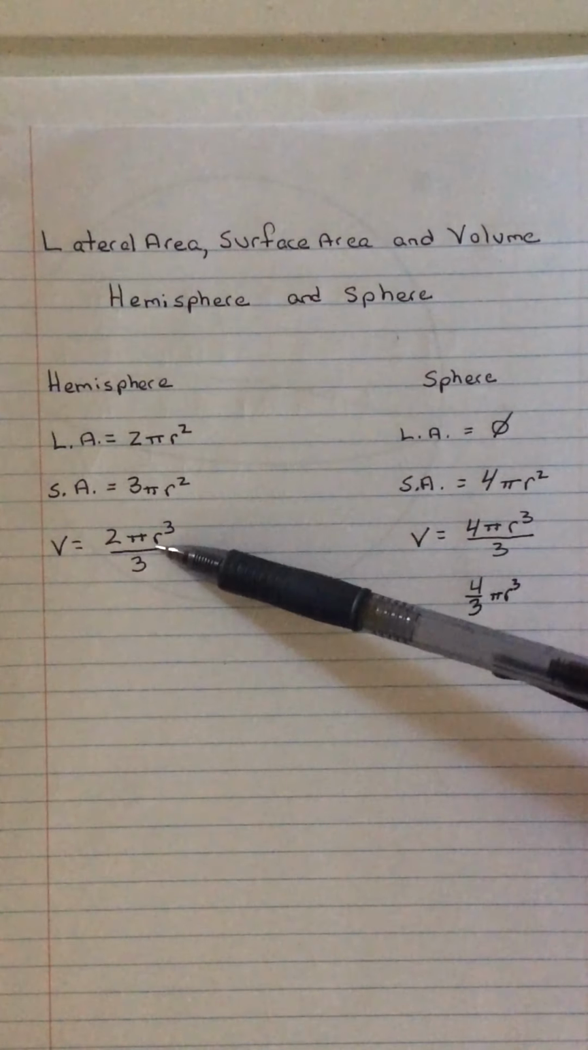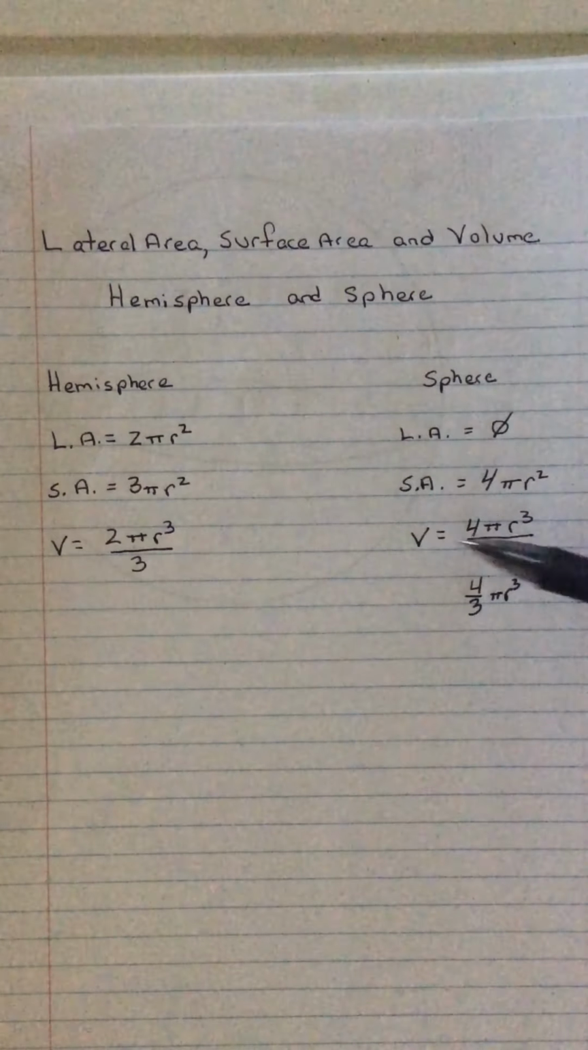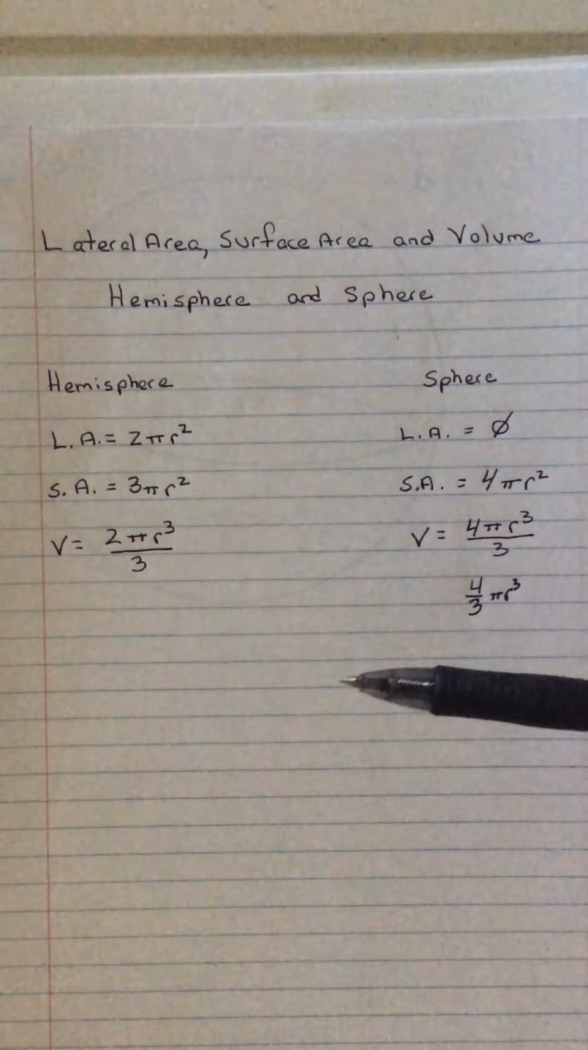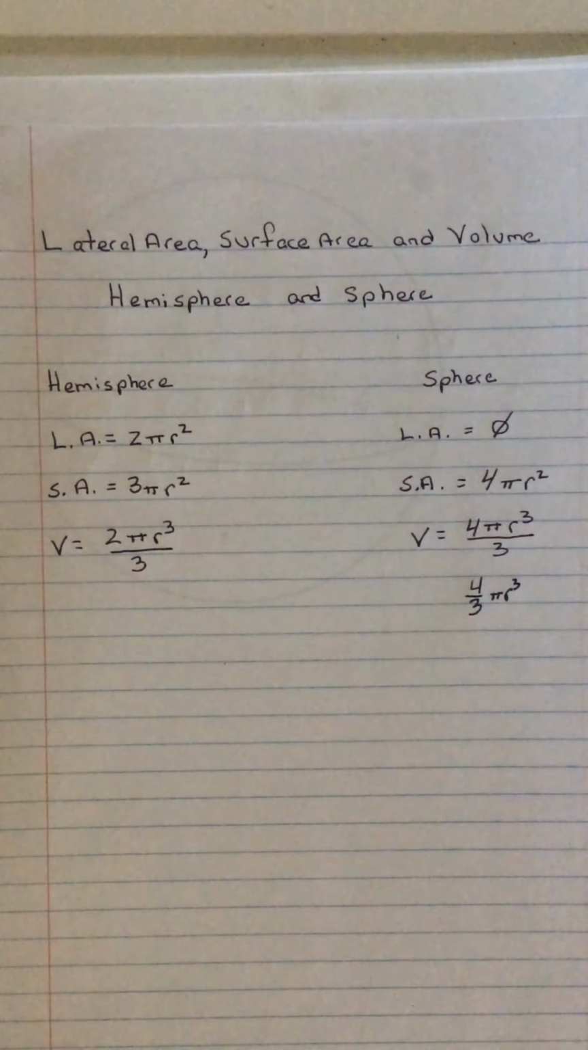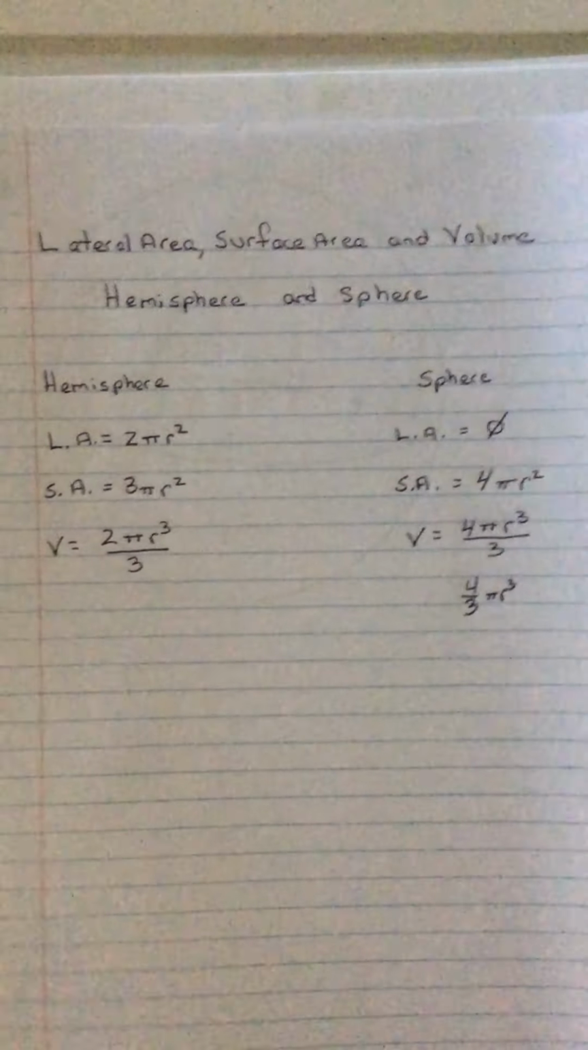And then the volume is simply cutting this formula in half, and you end up with 2 pi r cubed over 3. So those are the formulas we're going to work with. I'll work through a couple examples here.